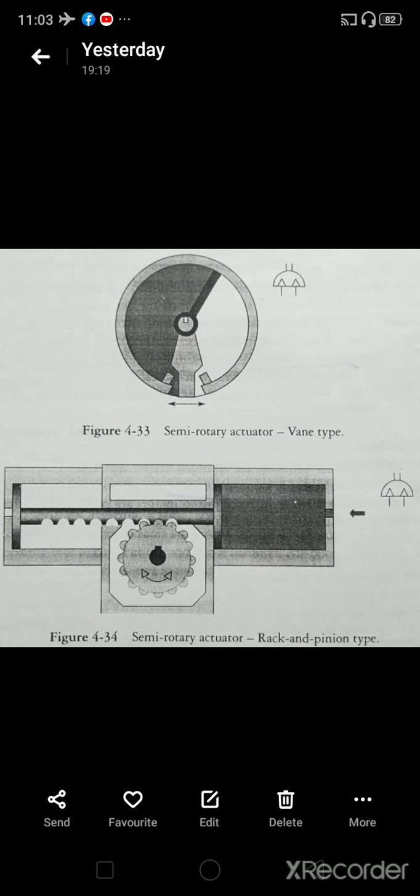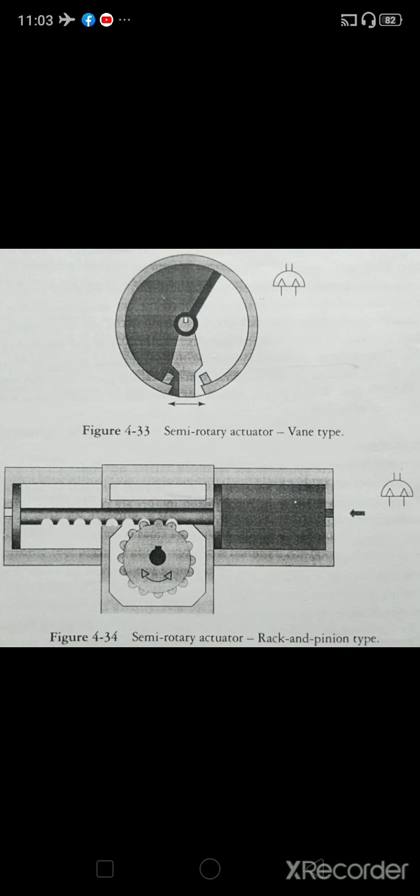Now we'll go for rotary actuators. So rotary actuators convert the energy of the compressed air into rotary mechanical energy. They are used in all types of applications, particularly where there is a risk of explosion. They are characterized by low installation cost, rapid acceleration, and high starting torque.